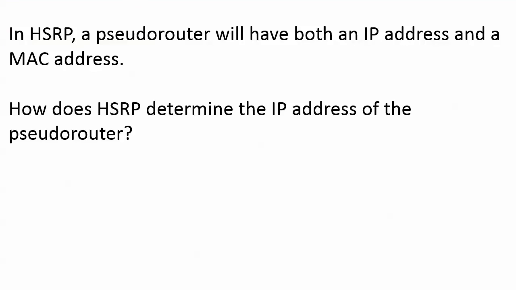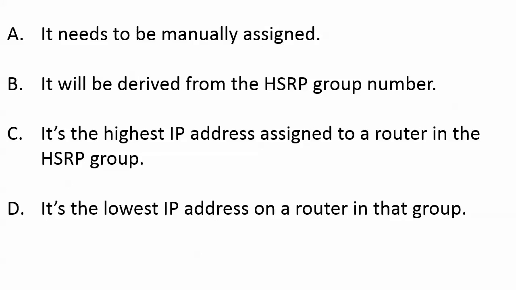Now let's go to today's question. In HSRP, a pseudo router is going to have both an IP address and a MAC address. Makes sense, otherwise it wouldn't be much of a pseudo router. How does HSRP determine what the IP address of that pseudo router is? Now, if you know that without the choices, fantastic, but today I am going to give you some.